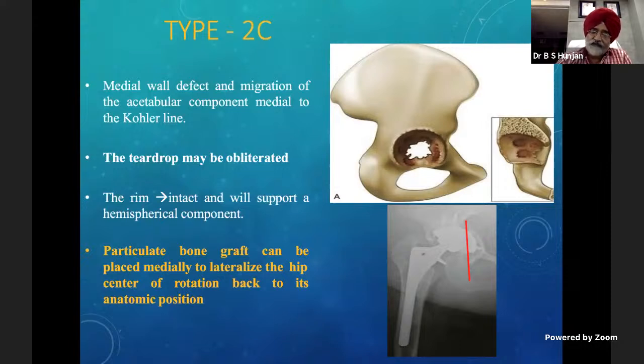Now, in this case, we can put the particulate bone graft medially on the medial wall, and this is just to do the lateralization of the hip center of rotation and bring it back to its anatomical position.